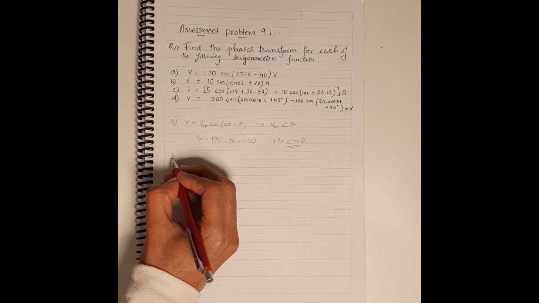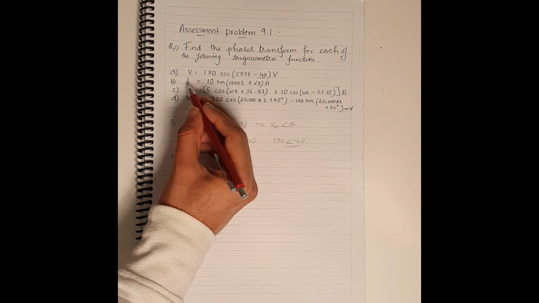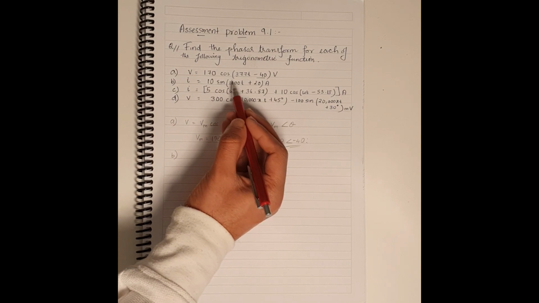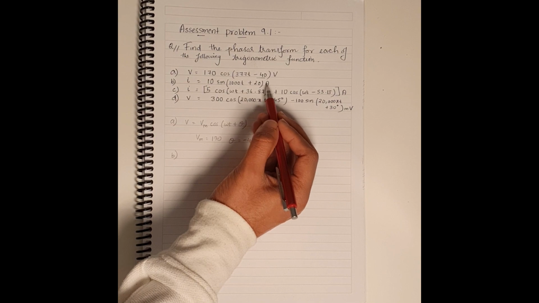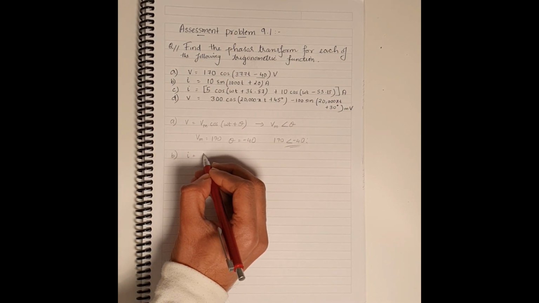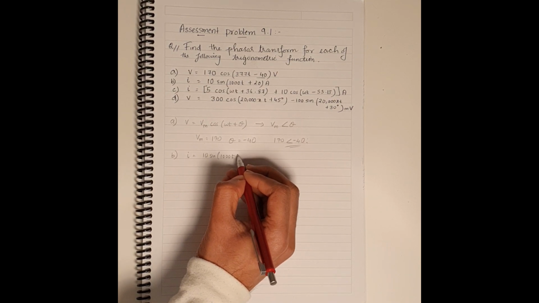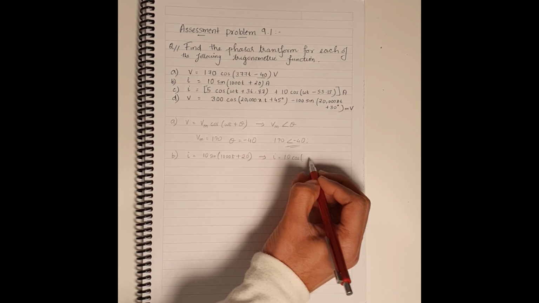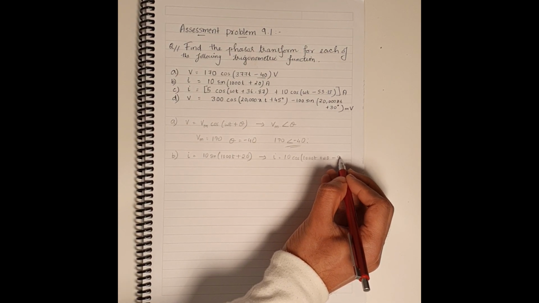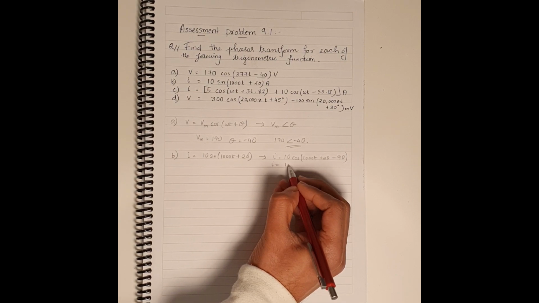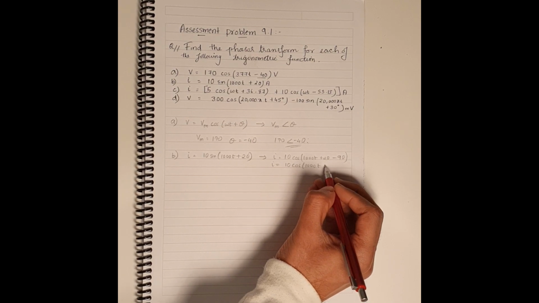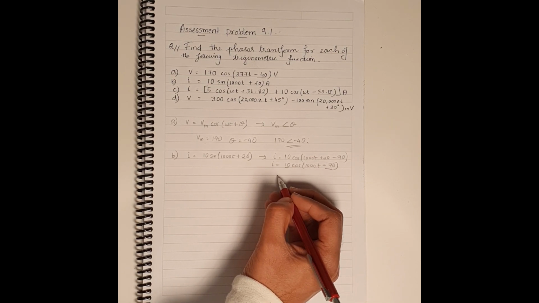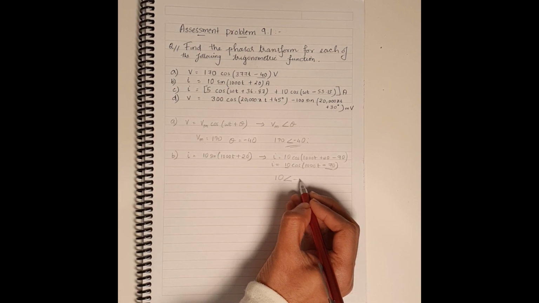Let's move to the second option, B. We have a current represented in the form I equals Im sine(omega t plus theta). Over here we have sine, so to convert from sine to cos, we have to subtract 90 from theta. Our function is 10 sine(1000 t plus 20), so in cos it will be 10 cos(1000 t plus 20 minus 90), which simplifies to 10 cos(1000 t minus 70). So Im is 10 and theta is minus 70, and our phasor form will be 10 phasor minus 70 amps.